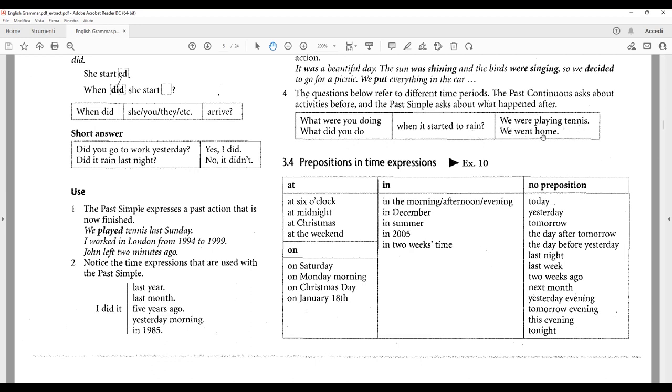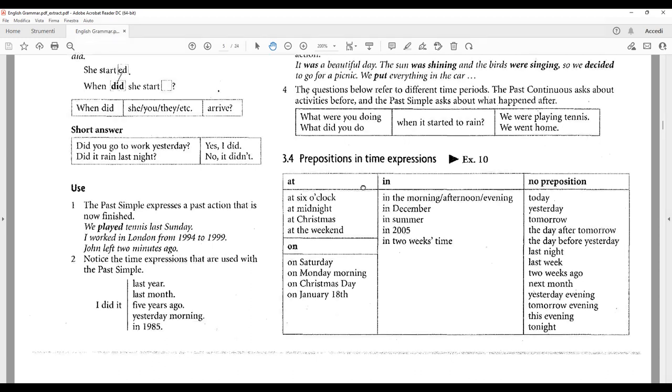When it started to rain? We were playing tennis. We went home. What were you doing when it started to rain? Cioè, che cosa stavi facendo quando cominciò a piovere? We were playing, stavamo giocando a tennis. Oppure, what did you do when it started to rain? We went home, andammo a casa. Un'azione anziché una scena, cioè raccontare una scena.